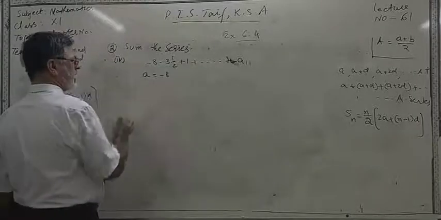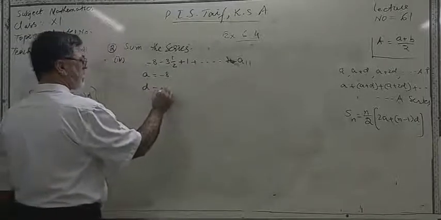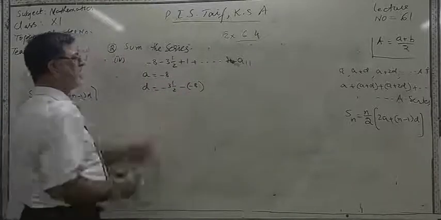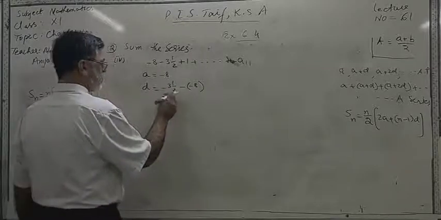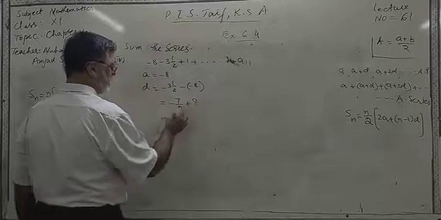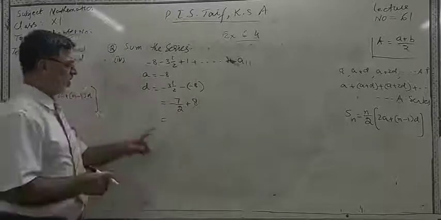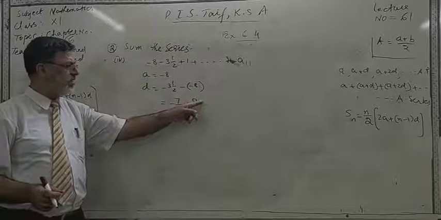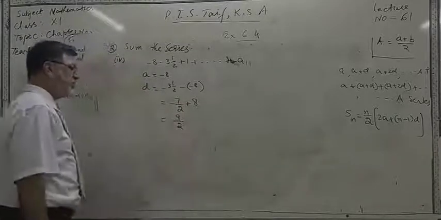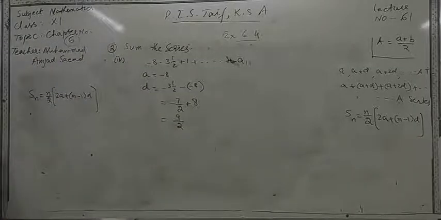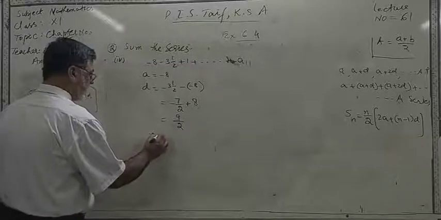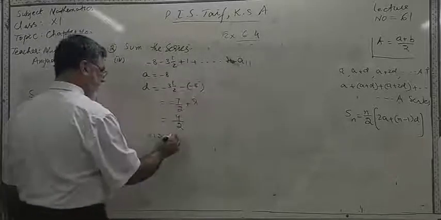a is equal to minus 8 and d is minus 3 whole 1 over 2 minus minus 8, actually second minus first. So minus 7 over 2 plus 8. So what will be that? 16 minus 7 is 9 over 2. And what about n? n is 11.